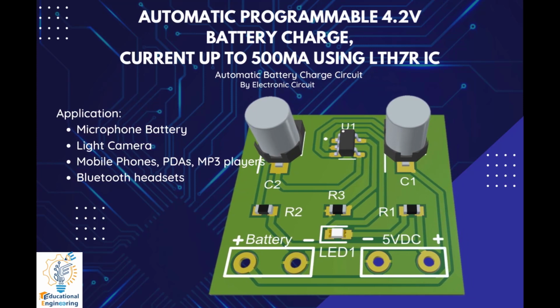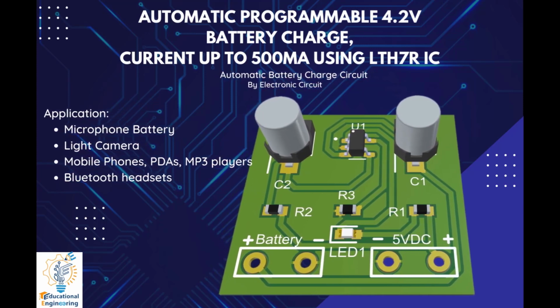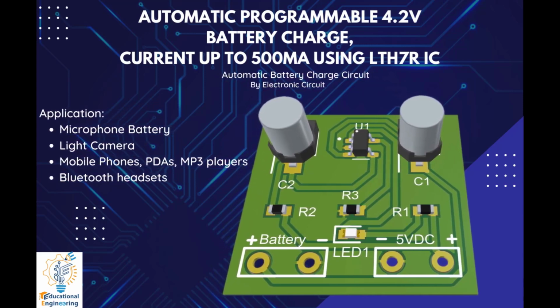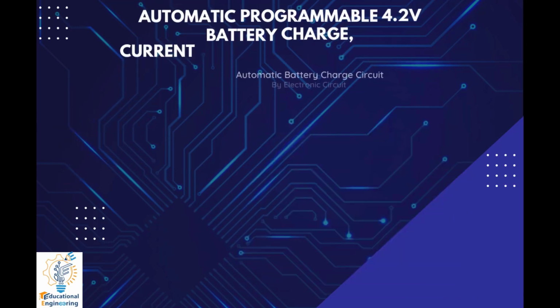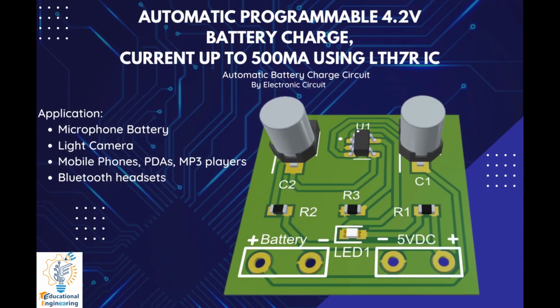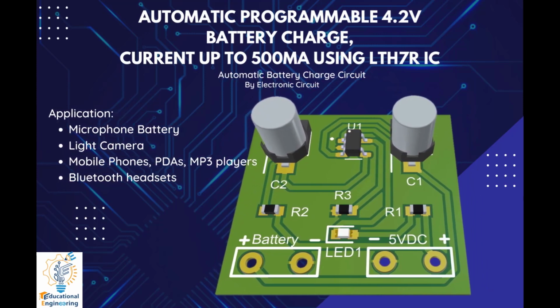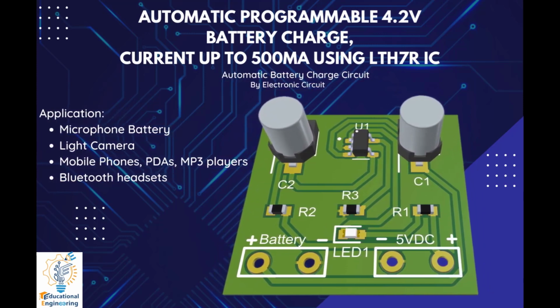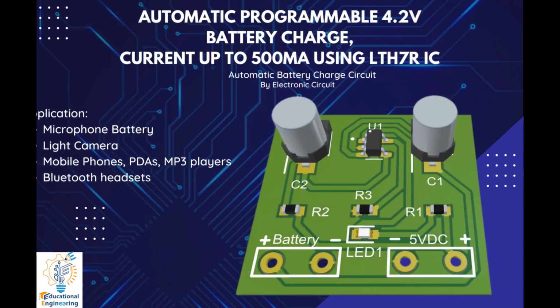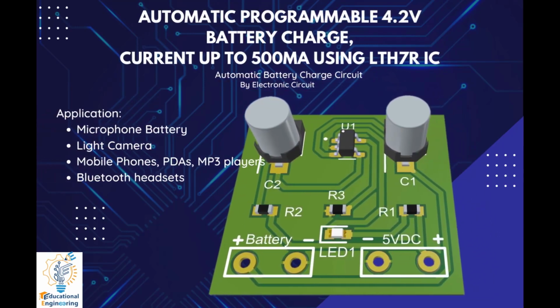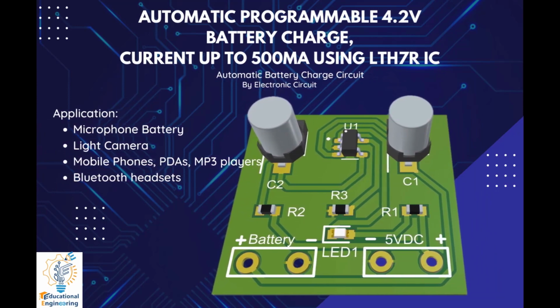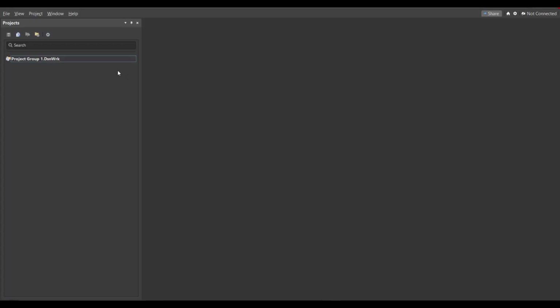Welcome again to another video. In this video, we're going to design an automatic programmable 4.2 volts battery charger, with current up to 500 mA, using the LTH7R IC. The primary application of this board is for microphone batteries, light cameras, mobile phones, PDAs, MP3 players, and Bluetooth headsets. First, we need to create a project.